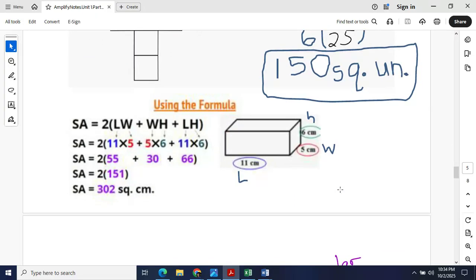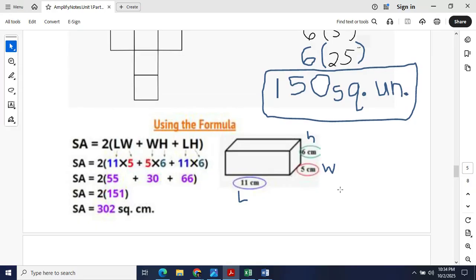Now, what about a rectangular prism? Here I have the length, width, and height. Now there's a formula, and I remember in middle school my teacher told me to memorize the formula, but then as I started solving surface area, I realized I don't need to memorize the formula. Here's a little shortcut, and this works with rectangular prisms.